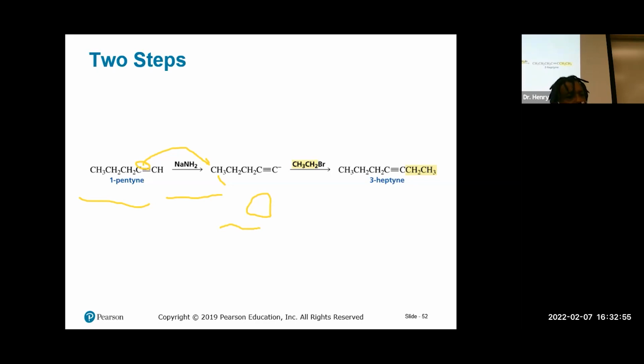Okay, so this is the one that we kind of showed in the homework problems. So here we have 1-pentyne. So we're adding sodium amide. And then the amide is going to end up causing the 1-pentynylide. And then we're just going to add the alkyl group to the end of that. Does that make sense?